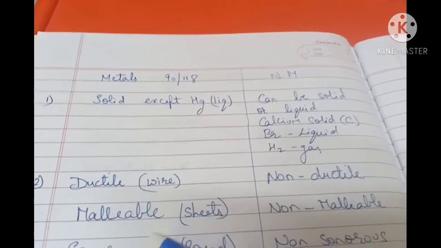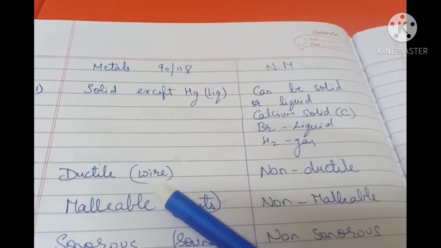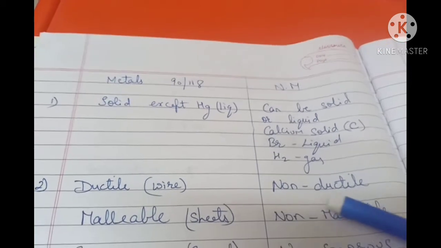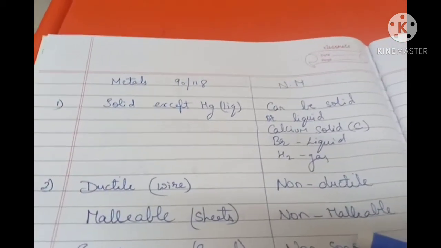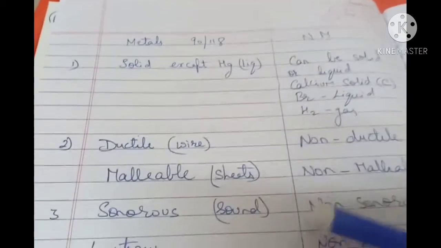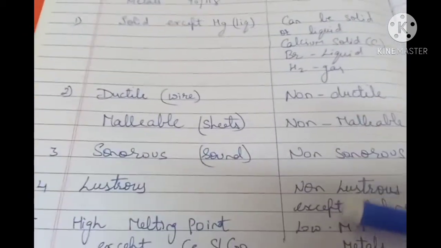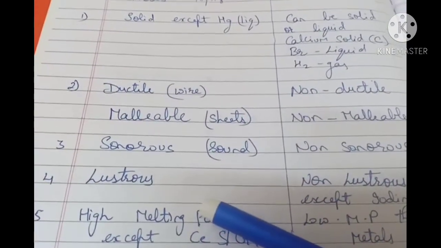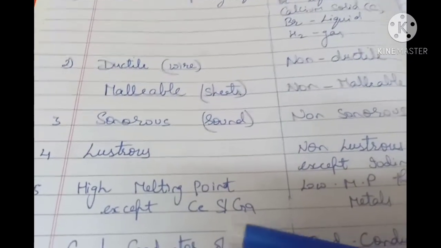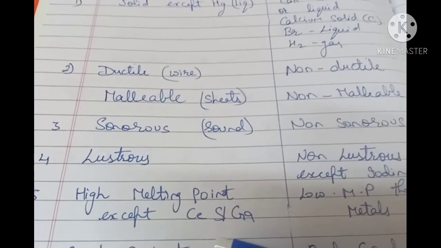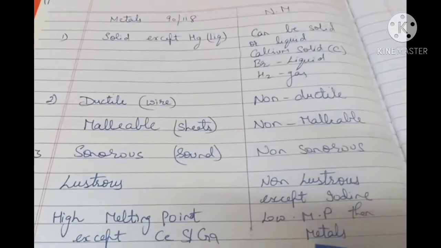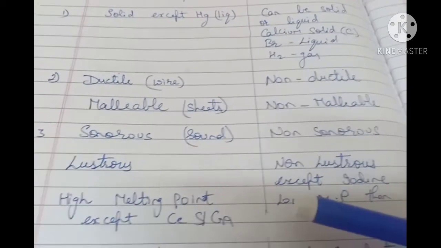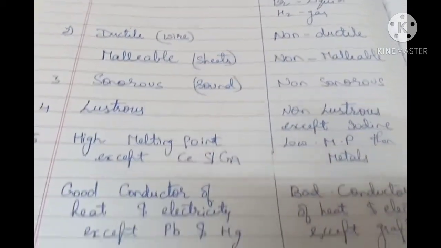Metals can be ductile, malleable. Ductile means it can be turned into wires. Malleable, they can be hammered and turned into thin sheets. Non-metals are non-ductile, non-malleable. Non-metals are just the opposite of metals. Then metals are sonorous, that means they make the striking sound, and non-metals are non-sonorous. Lustrous means they shine. Non-metals do not shine. High melting point of metals except Cs and Ga, and non-metals are non-lustrous except iodine, which is lustrous and has a low melting point. So these exceptional cases you have to remember properly.